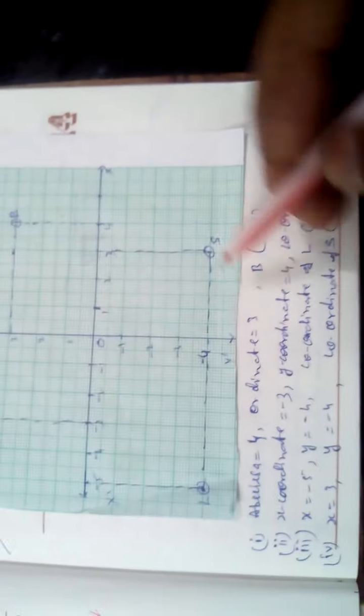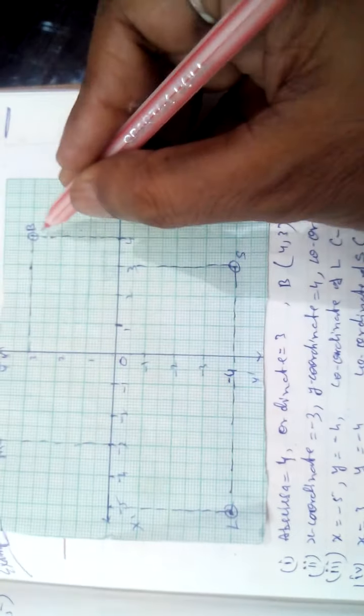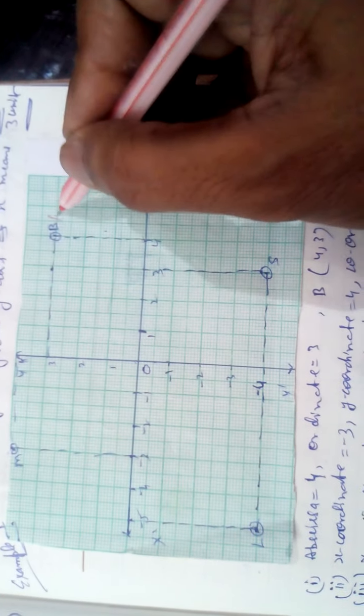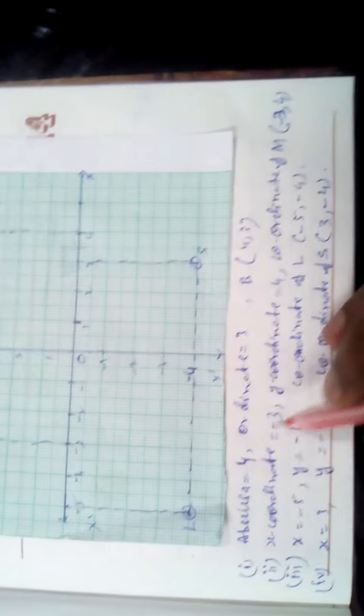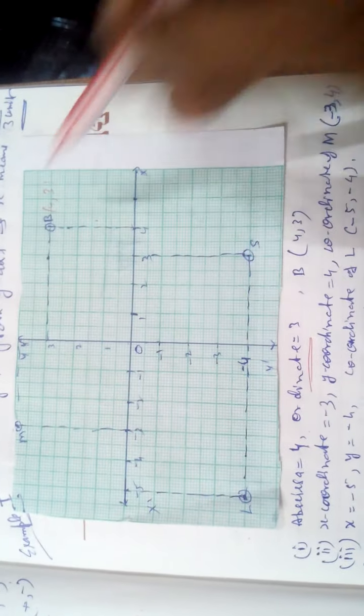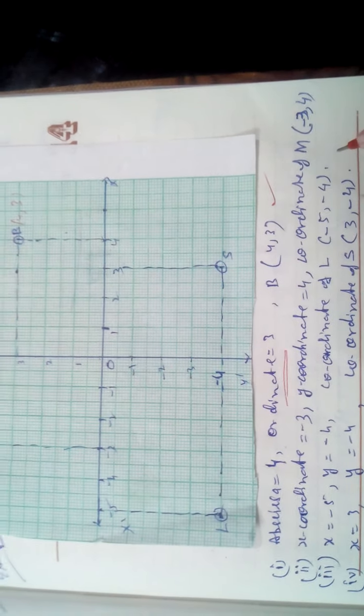So abscissa means the value of x. B is here, so the value of x at B is 4. Then the value of y is 3. The ordinate is 3. The perpendicular distance is this 3, and it is 4. So 4, 3 is the coordinate.